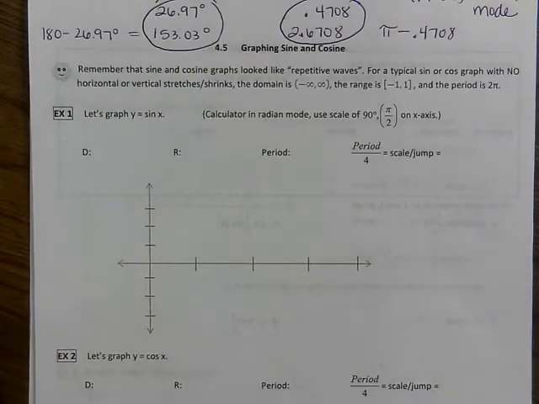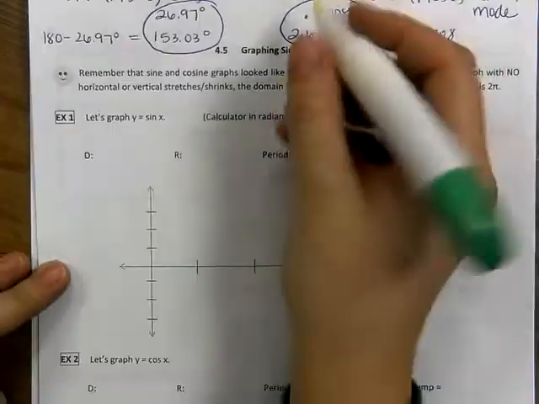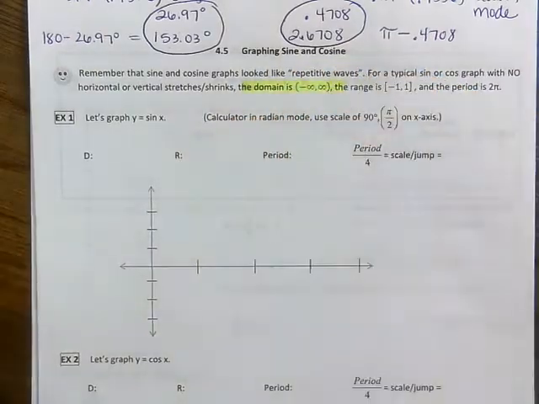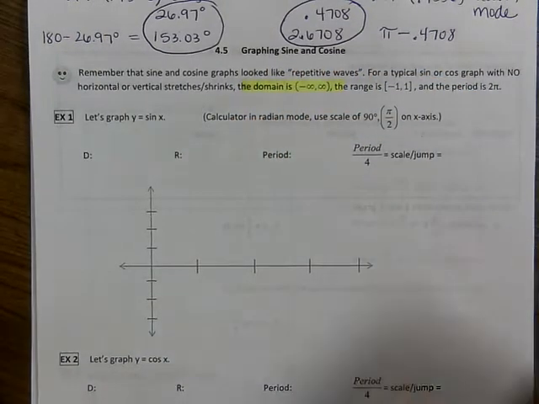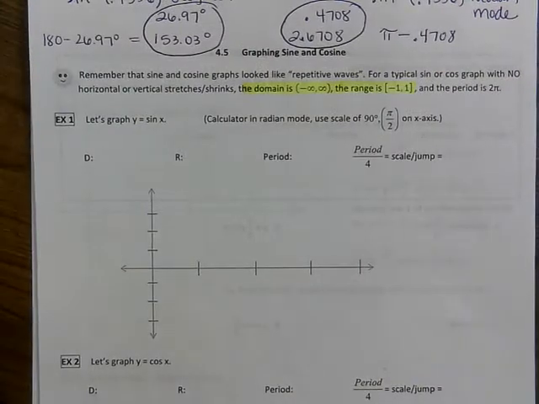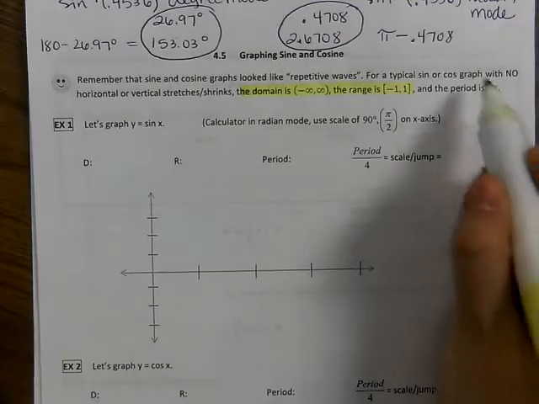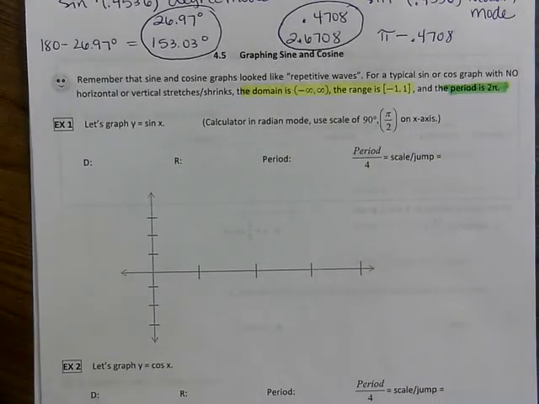One thing we talked about before, which we're going to revisit now, is that the domain of sine and cosine is negative infinity to infinity, and that the range is from negative 1 to 1. Okay? Think about the unit circle. That makes sense. You can continue around the circle either clockwise or counterclockwise, and the highest point would be 1, and the lowest point would be negative 1. So this is where all this is coming from. The period of sine and cosine is 2 pi, and that is another thing we want to talk about. So we're going to look at all of these things today.